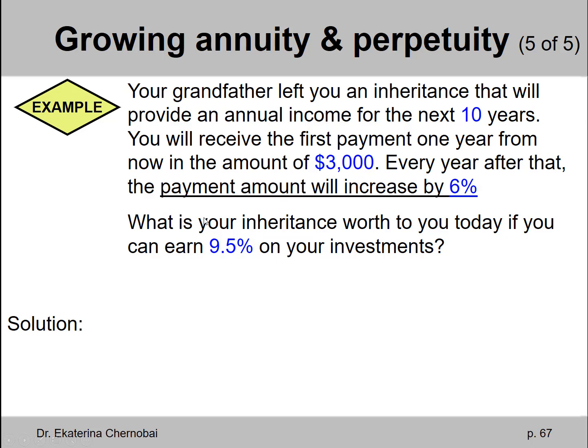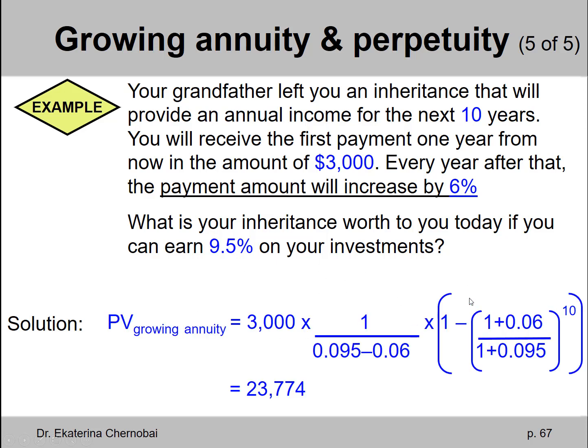The question in this problem is, what is your inheritance worth to you today? So the question is asking you to find the present value, if you can earn 9.5% on your investments. So we need to find the present value of a growing annuity, with the first annuity payment being $3,000 and every payment after that increasing by 6%.